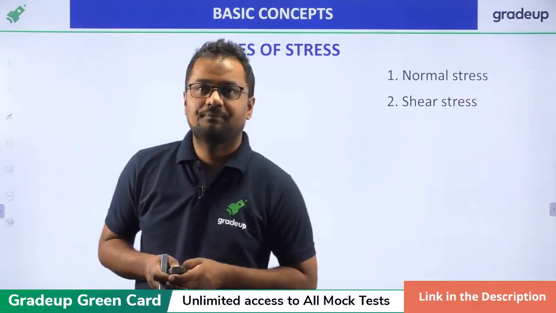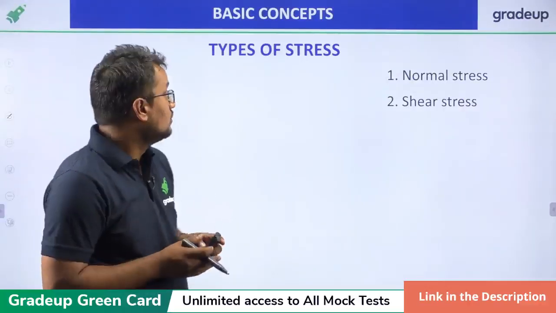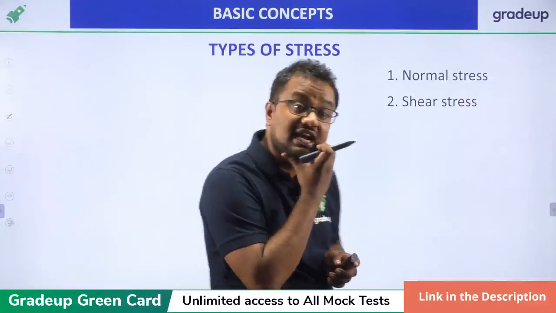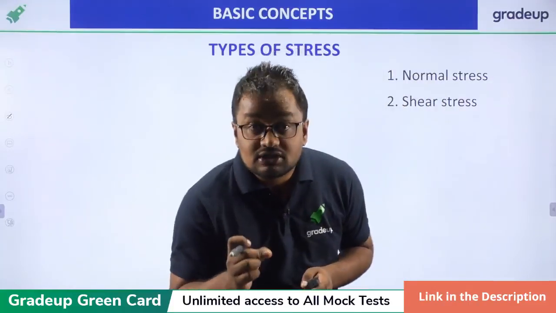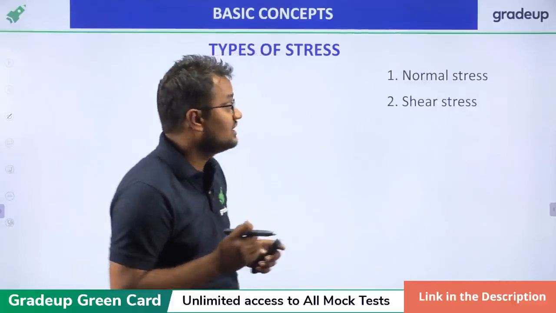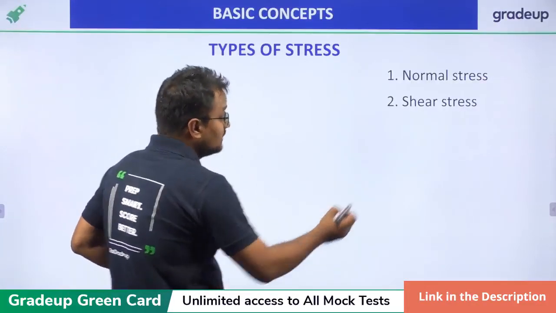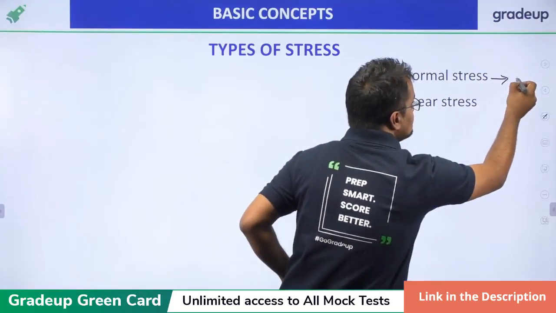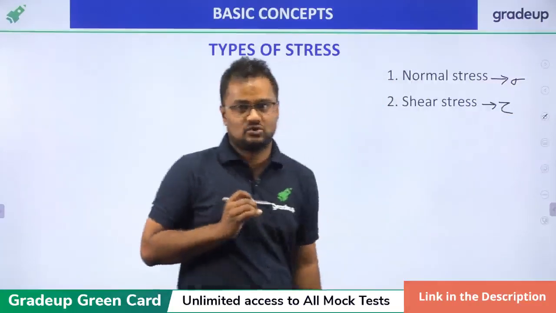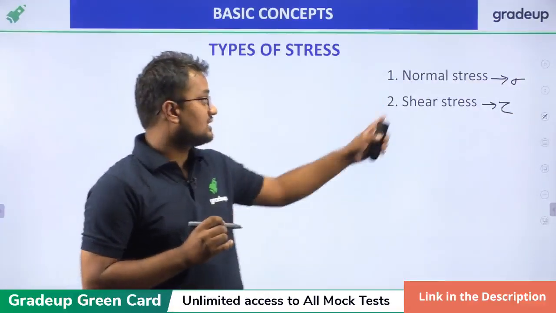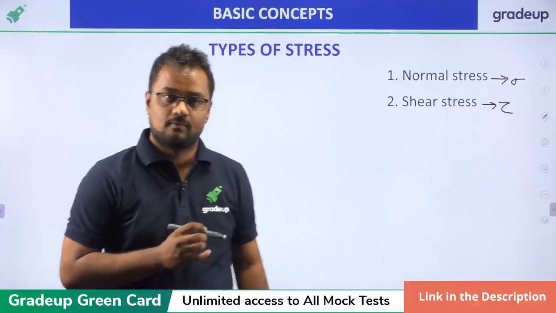Okay, thank you. Now, what are the types of stresses? There are two types of stresses. One is normal stress and one is shear stress. Normal stress I denote with the Greek letter sigma, and shear stress is denoted by tau, my dear students.